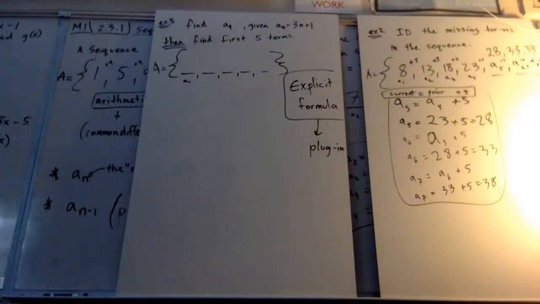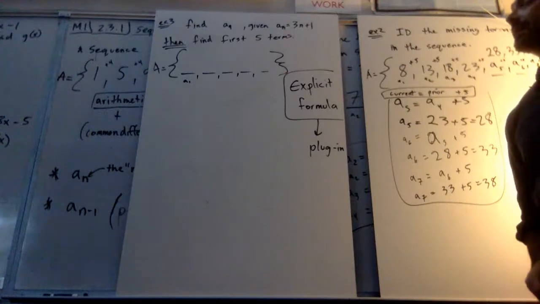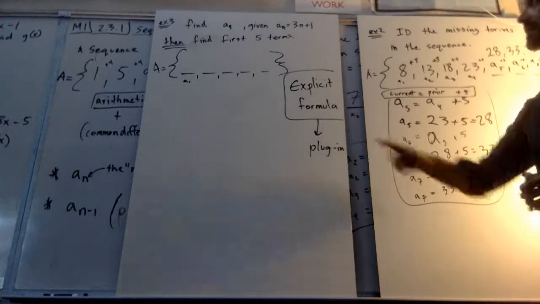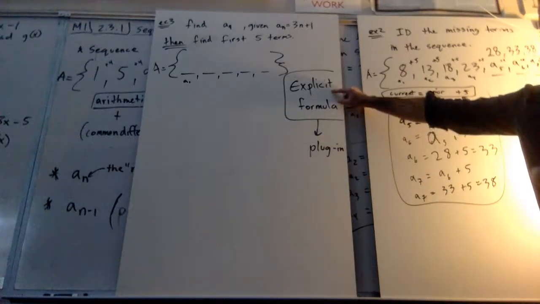All right, what are we trying to find? A sub 9. We need to find A sub 9, given A sub n is equal to 3n plus 1. Okay, then find the first 5 terms. This is an explicit formula.